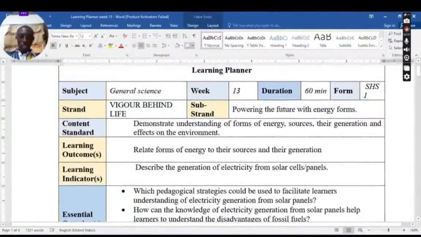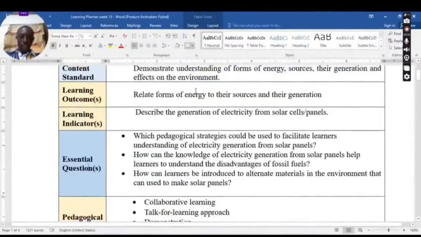Alright, now let me go back. Starting from the beginning, from strand, the sub-strand, content standard, LO and LI, you can get them in the teacher manual. It is inside the teacher manual, so there's no need for you to create your own. Now, listen carefully here. The teacher manual is a guide for teachers in populating their learning planner. It is a core reference material, or one of the core reference materials in populating a learning planner.